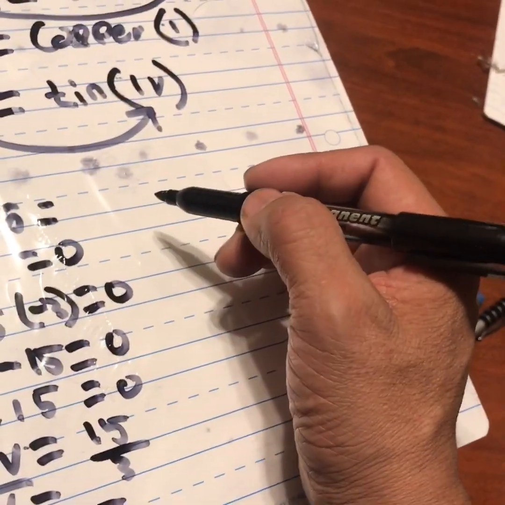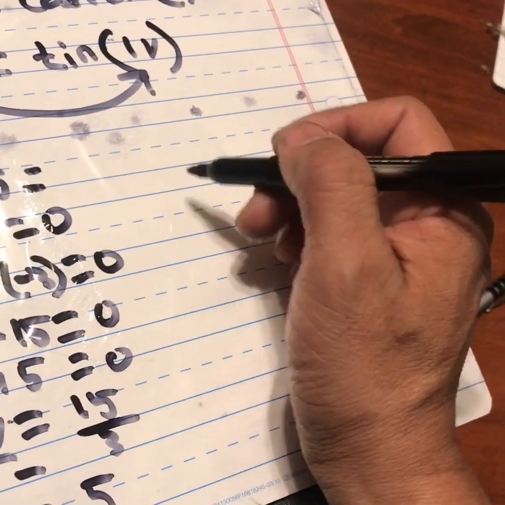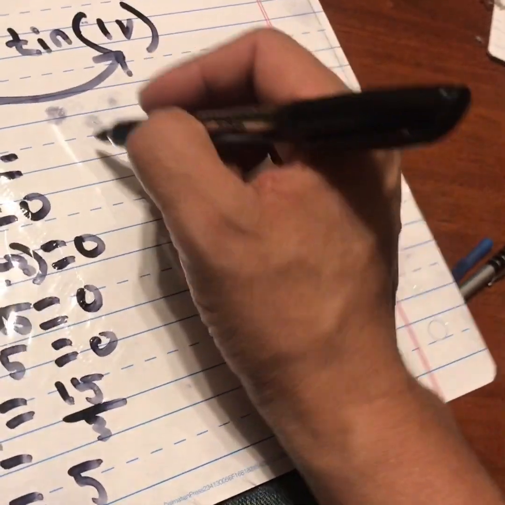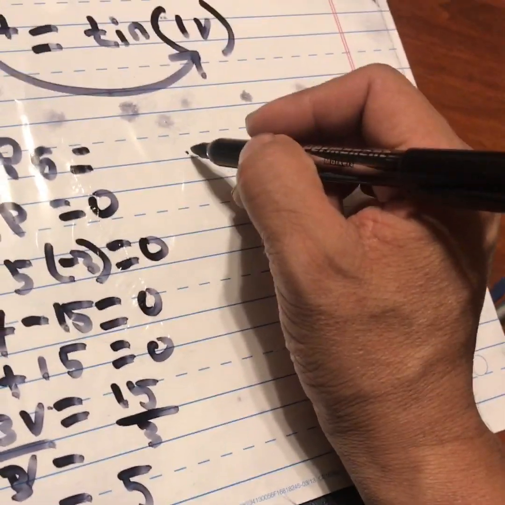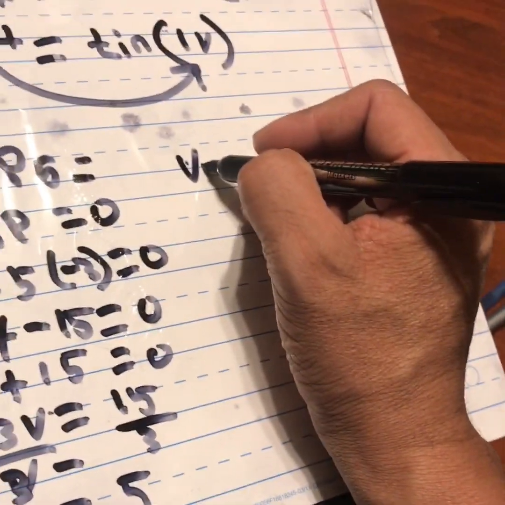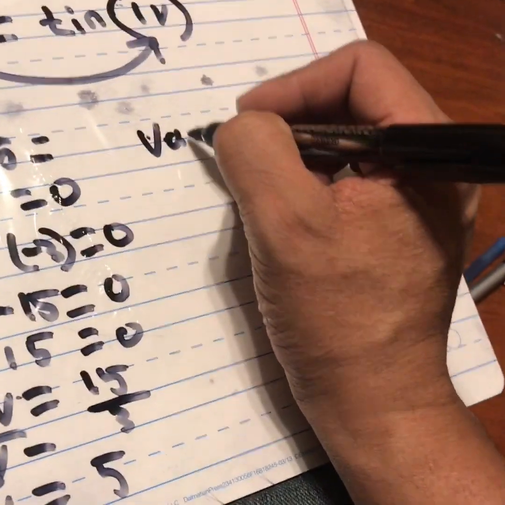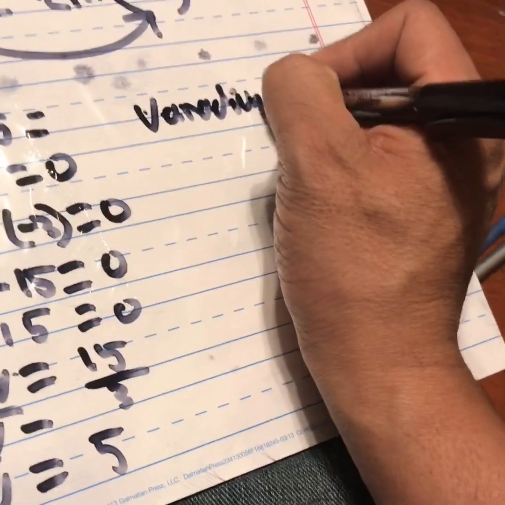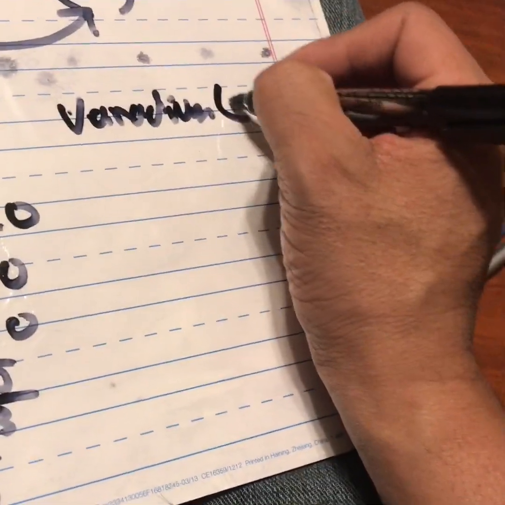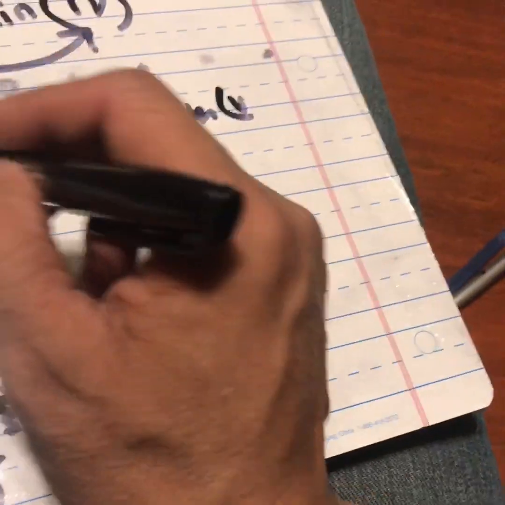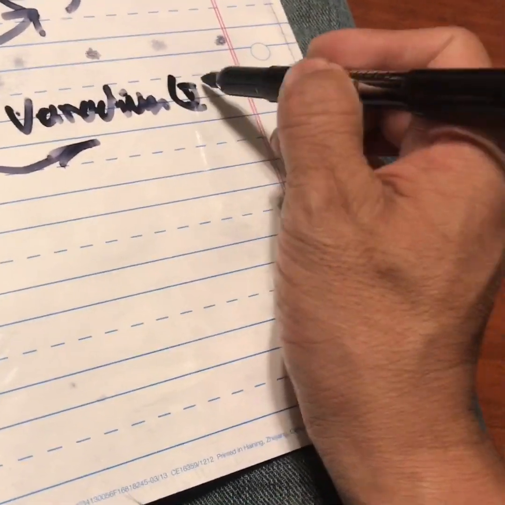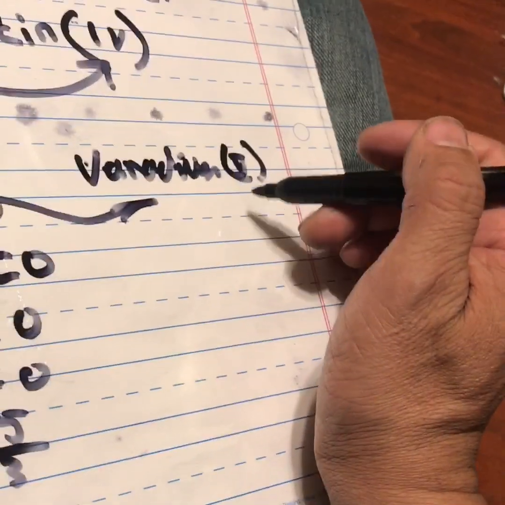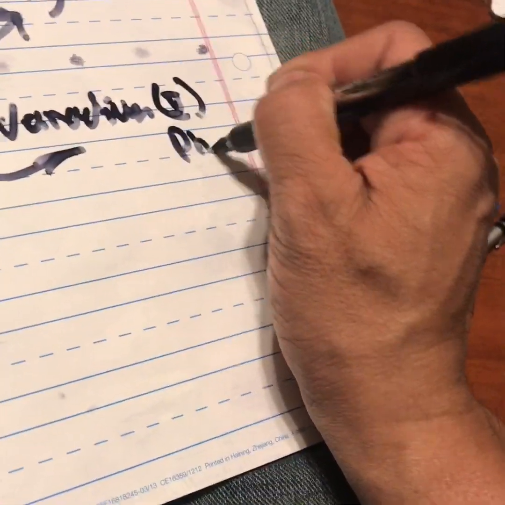So the final formula will be vanadium, to identify the charge, which is 5, phosphate.